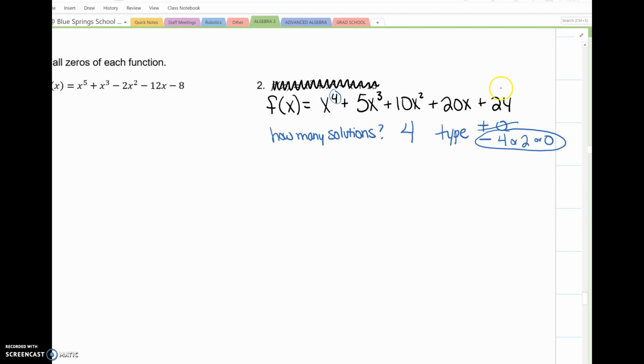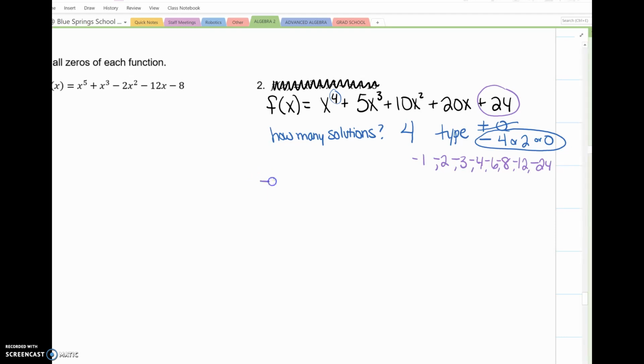24 is going to tell us what our possible solutions are. How can you multiply to get 24? 1 times 24, 2 times 12, 3 times 8, and 4 times 6. And we're going to test the negatives, so the negative version of these numbers are the possible solutions. Okay, you ready to test them?